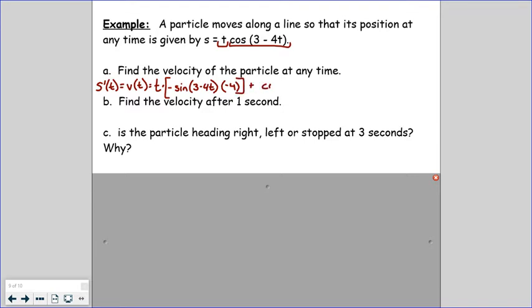plus second function times the derivative of the first. Well, the derivative of t would be 1. So if I clean that up on this first one, I'm going to go ahead and multiply t times negative 1 times negative 4, which would give us a positive 4t sine of 3 minus 4t. And the second function, when I multiply by 1, doesn't change anything, so it just stays cosine of 3 minus 4t.